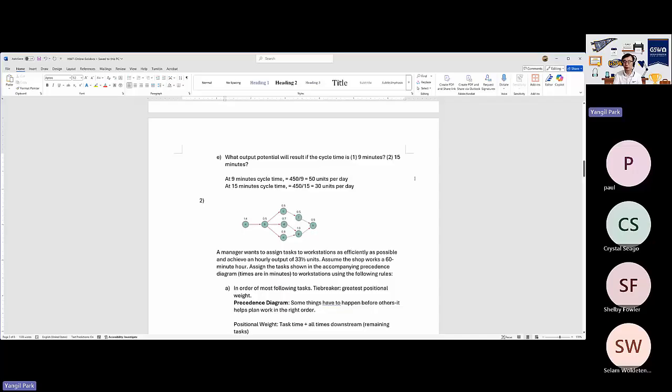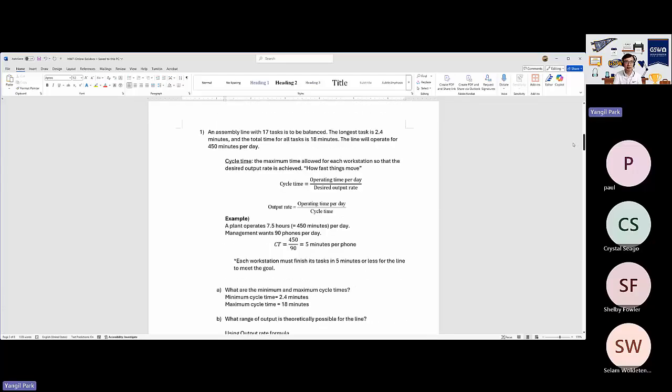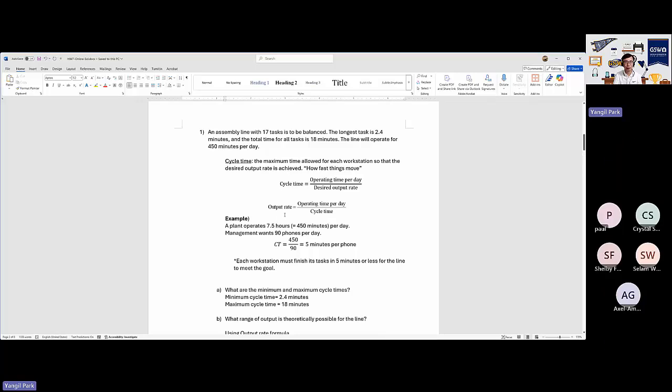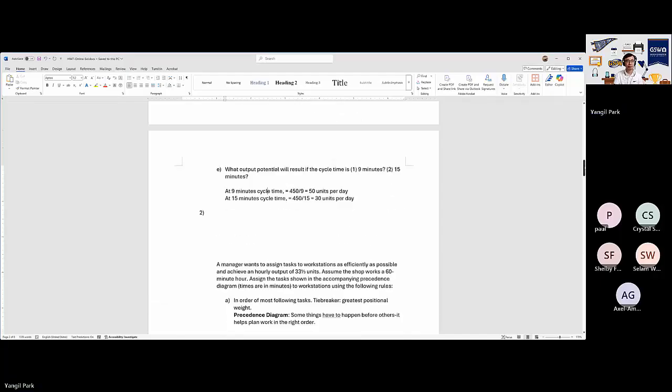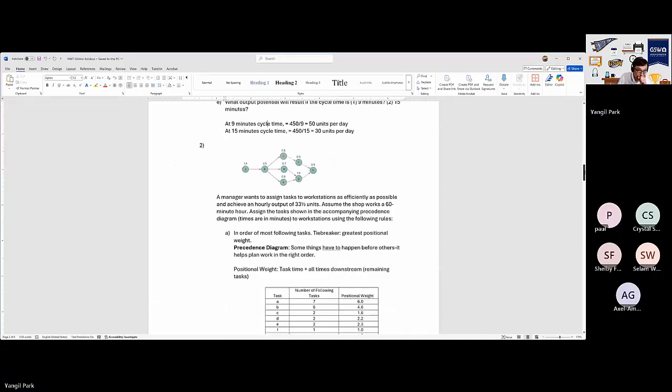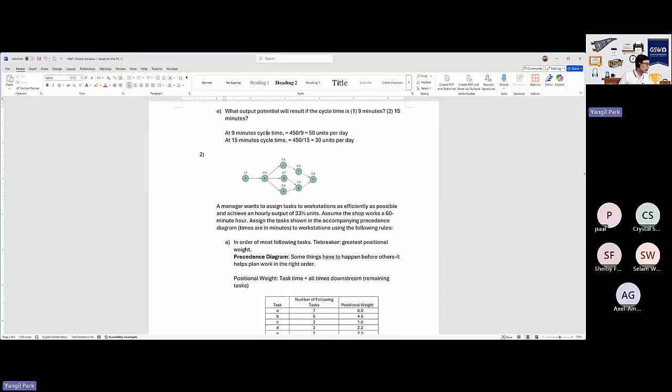Any questions about the first one? The main thing is just understanding cycle time and output rates, and then plugging into the formula. Give me 1 minute.